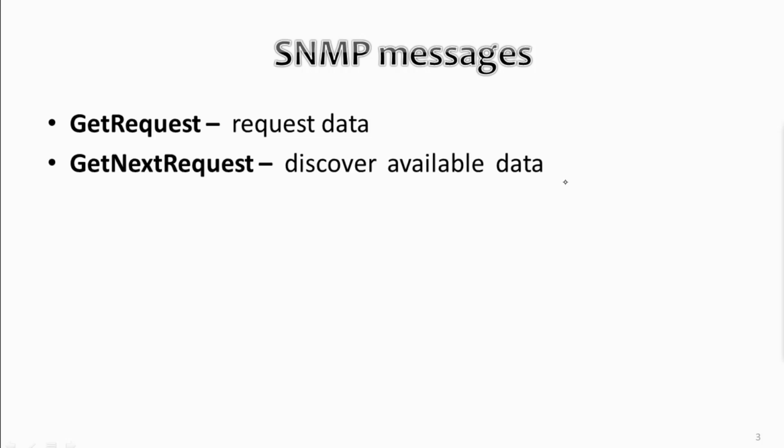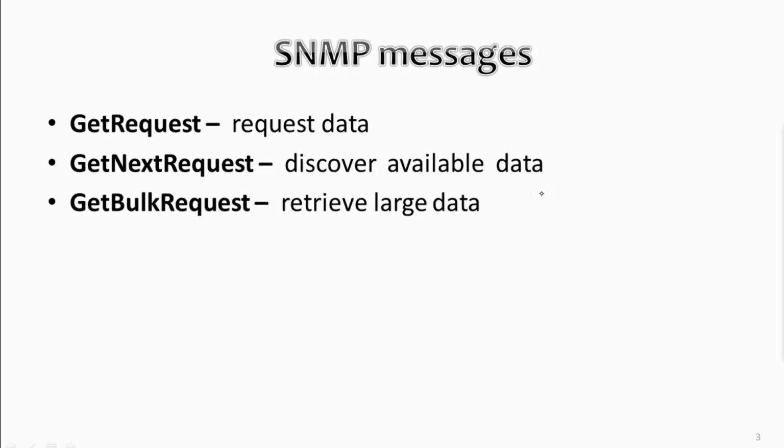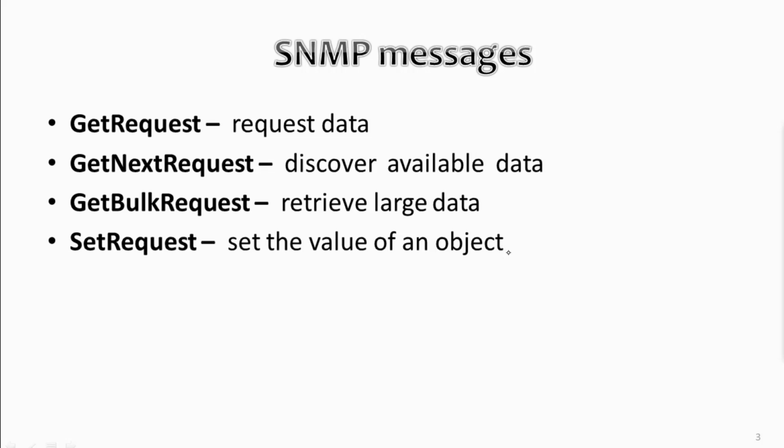Now moving on, we have SNMP messages. In the SNMP messages, at first we have the GET request. The SNMP manager sends this message to request data from the SNMP agent. Simple. Then we have the GETNEXT request. This message can be sent to discover what data is available on the SNMP agent. Then we have the GETBULK request. This message is used by the SNMP manager to retrieve large data at once from the SNMP agent, and it was introduced in SNMP version 2c.